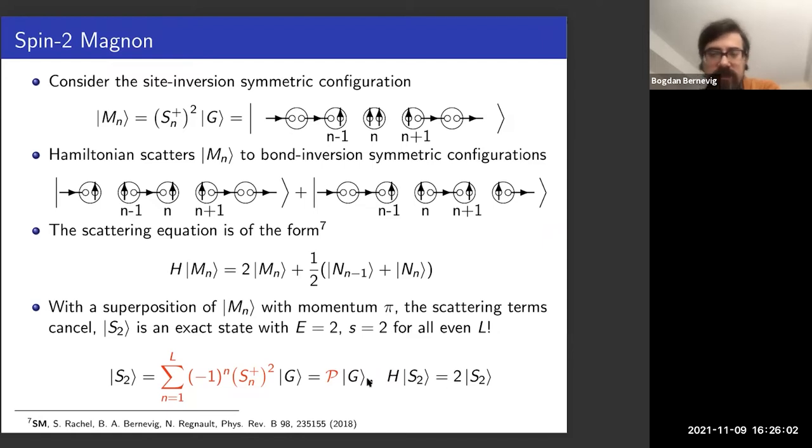The energy is 2. Now, we thought, and a lot of people thought for a long time, that only momentum pi scars can exist, or momentum zero or pi. But recently there's been a paper by Anusha Chandran and collaborators at Boston, which basically found scars, and were able to kind of reverse engineer scars at every momentum.